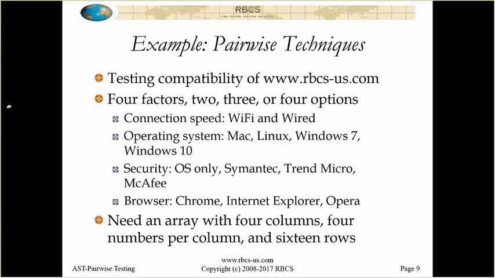All right, so now let's take a look at how this works by looking at an actual example. Let's say that we're going to test the RBCS store on the website, rbcs-us.com. And let's say that there are 4 factors that we're looking for that have 2, 3, or 4 options.